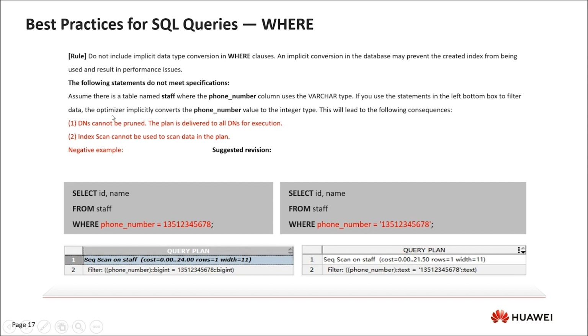After that, we can see an example here. On the left side, we specify the phone number to compare with a big integer, so there will be implicit data conversion here. But on the right side, this is the right version to write the SQL, which will not have the implicit data conversion. And we can see that the cost of the left query is higher than that of the right query.